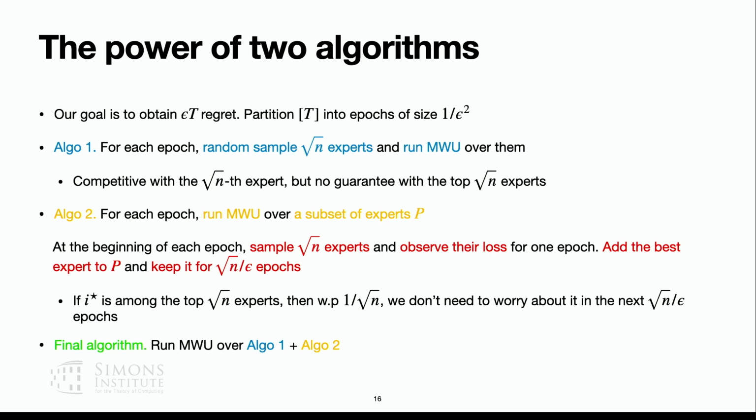So what's the intuition of the second algorithm? Remember, the bad case is when the best expert in hindsight, this I star, is among the top square root n experts. In that case, with probability 1 over square root n, algorithm 2 would sample I star. And with high probability, if I star is sampled, then it would be the best expert in the sample set, and it will be kept for square root n over epsilon epochs. So in summary, with probability 1 over square root n, you don't need to worry about competing with the best expert for square root n over epsilon epochs.